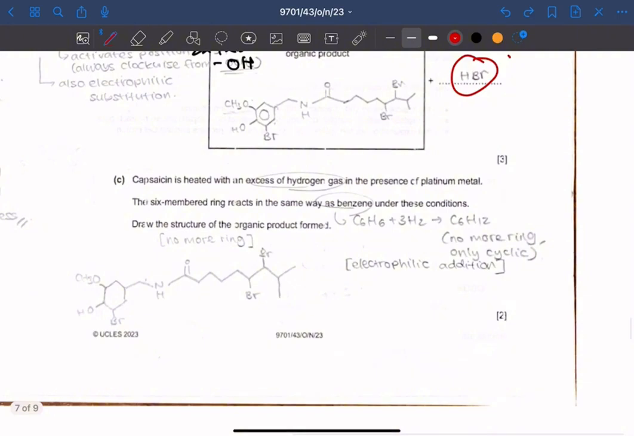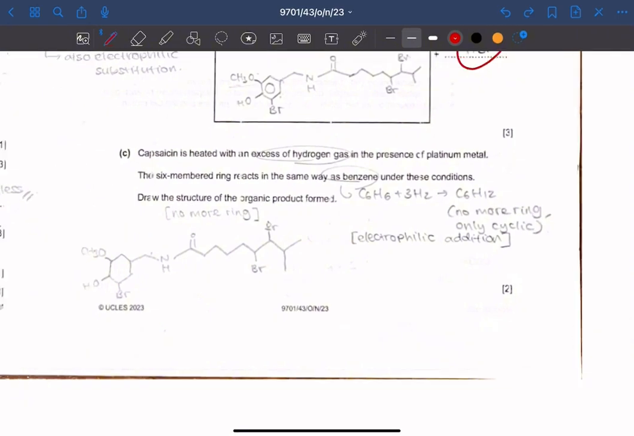Capsaicin is heated with an excess of hydrogen gas in the presence of platinum metal. The six-membered ring reacts in the same way as benzene under these conditions. Draw the structure of the organic product formed. So we know that benzene actually reacts with hydrogen gas. Benzene with hydrogen gas forms C6H12.